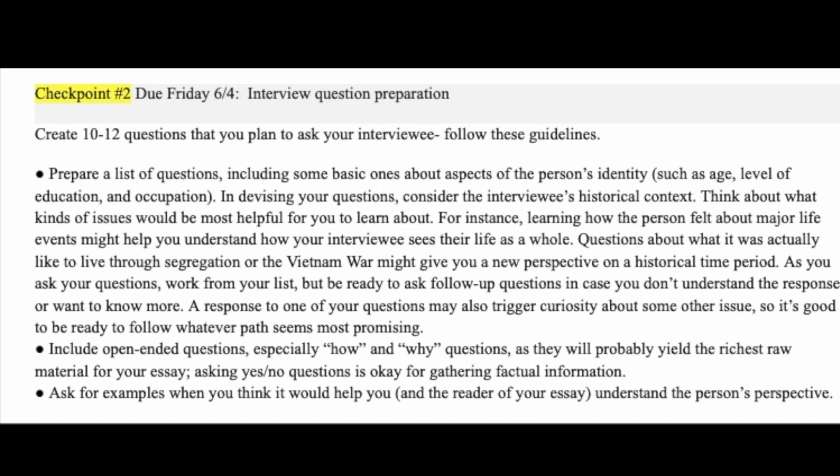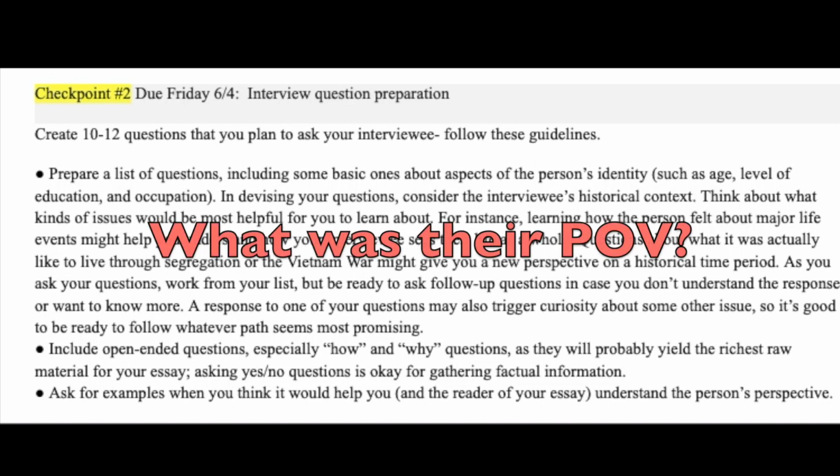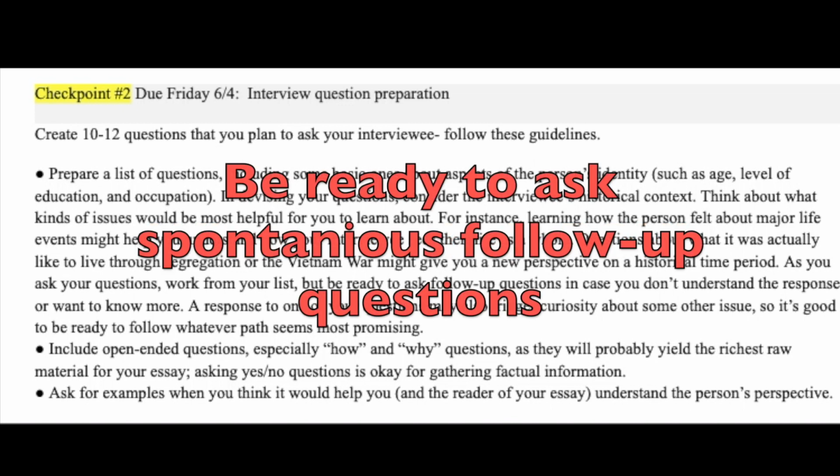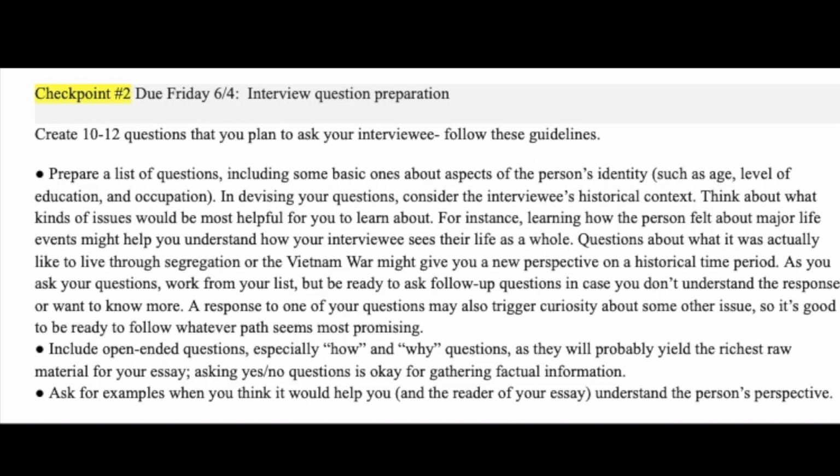In what setting were they experiencing? What was their point of view? Think about the kind of issues that would be most helpful for you to learn about. Also, be prepared with follow-up questions. So if while you are giving your interview, the response by your interviewee makes you think of another question, that is fine for you to follow up and ask that question.